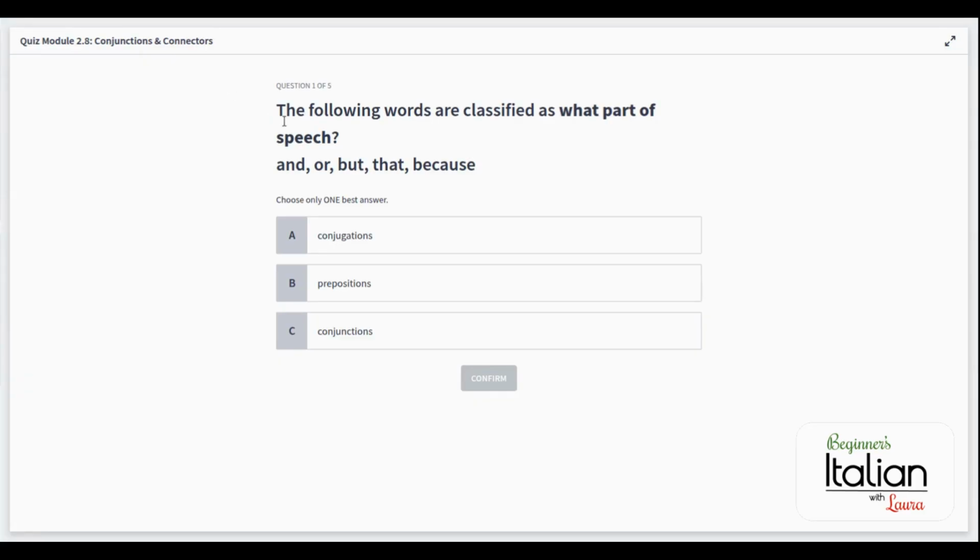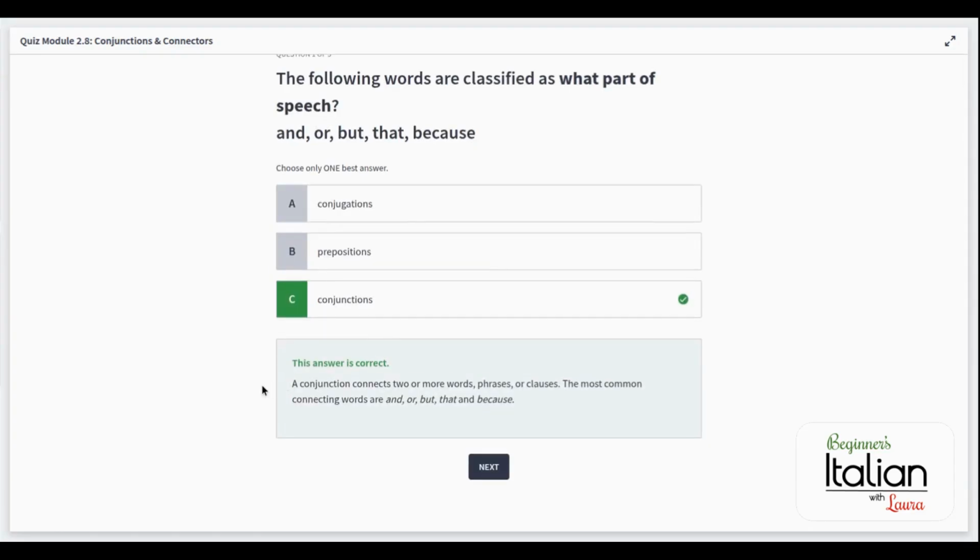Number 1, the following words are classified as what part of speech? And, or, but, that, and because. Choose only one best answer. A, conjugations, B, prepositions, or C, conjunctions. These are all conjunctions. A conjunction connects 2 or more words, phrases, or clauses. The most common connecting words are and, or, but, that, and because.